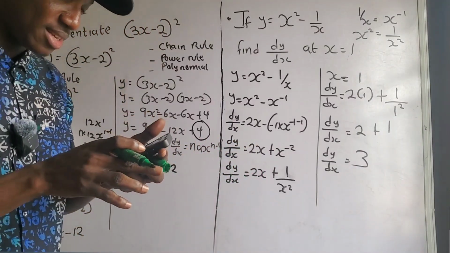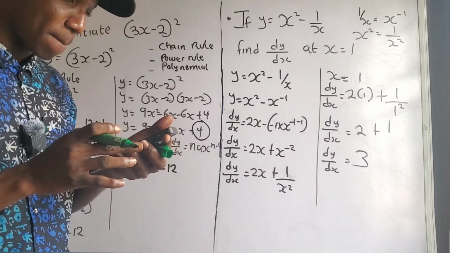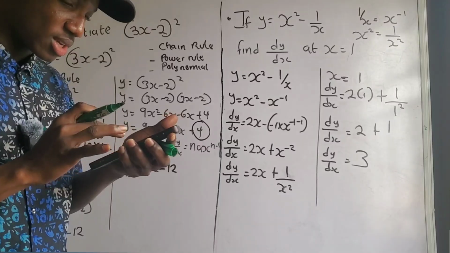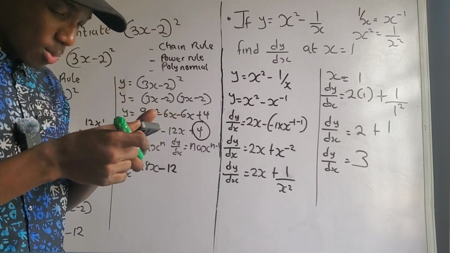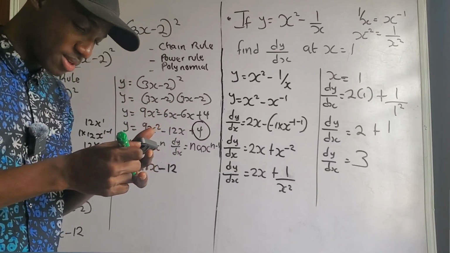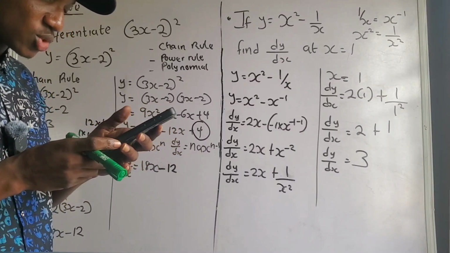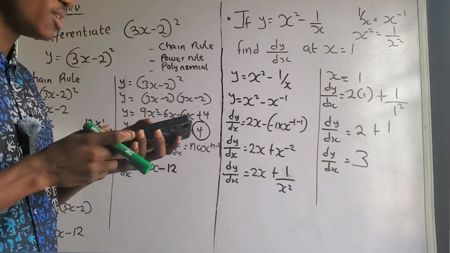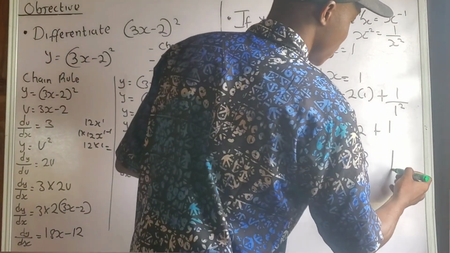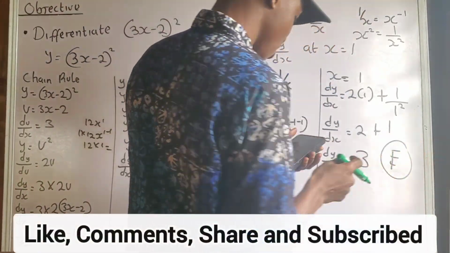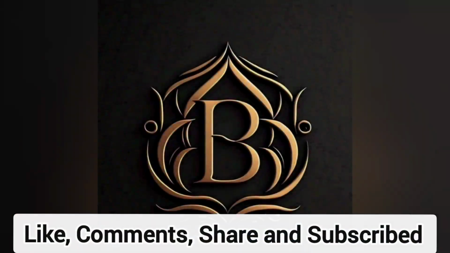Okay, let us look at the correct option to that question. Option A, we have negative 3. Option B, negative 2. Option C, negative 1. Option D, 2. Option E, 3. The correct option to this question is option E, which is 3. Do you understand? So we've come to the end of NECO 2025 Mathematics Objective Solution.